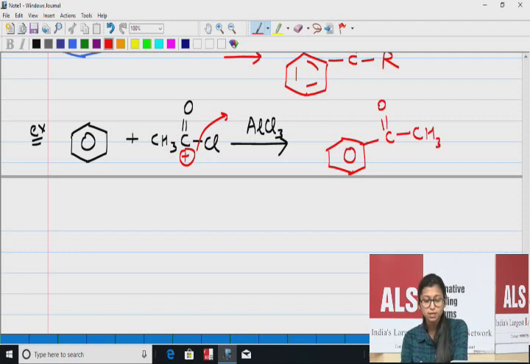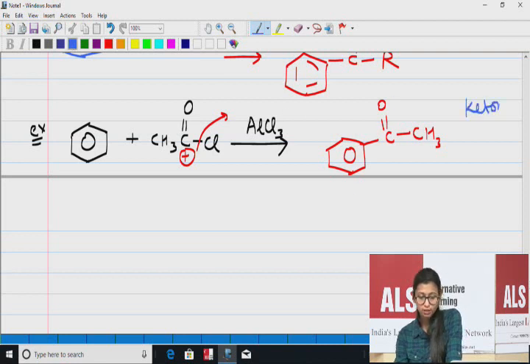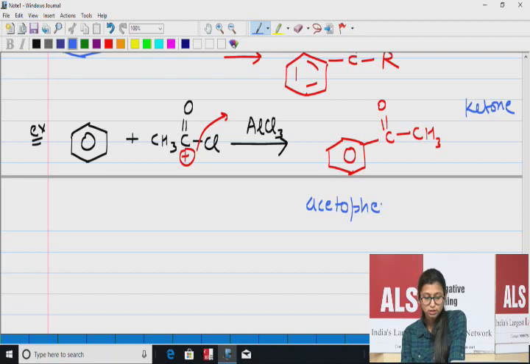This is a very similar question. Instead of the R, this time I have given you the methyl. So you can say this is acyl benzene, this is also correct. This is ketone. You are getting ketone here. If I tell you the common name, this is acetophenone. This type of name is there in the NCERT, that is why we are doing it.